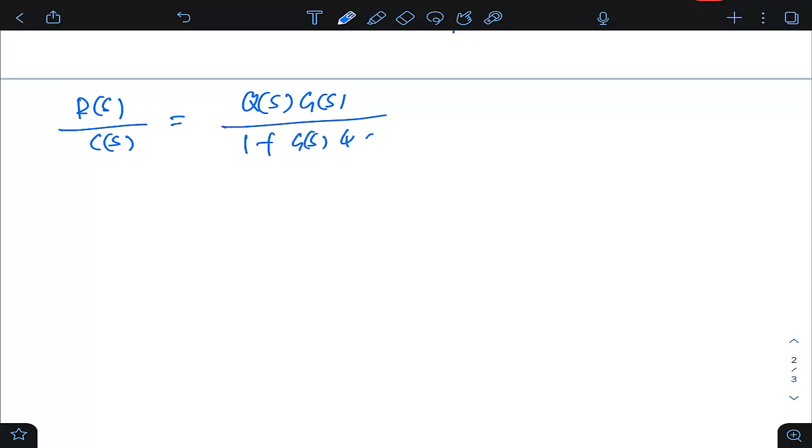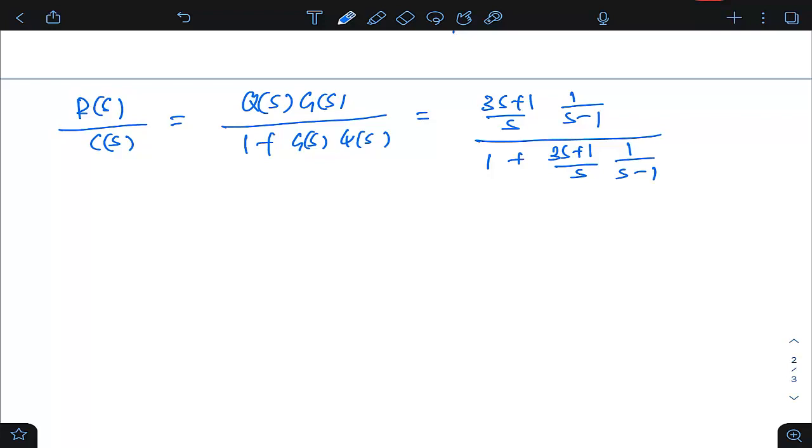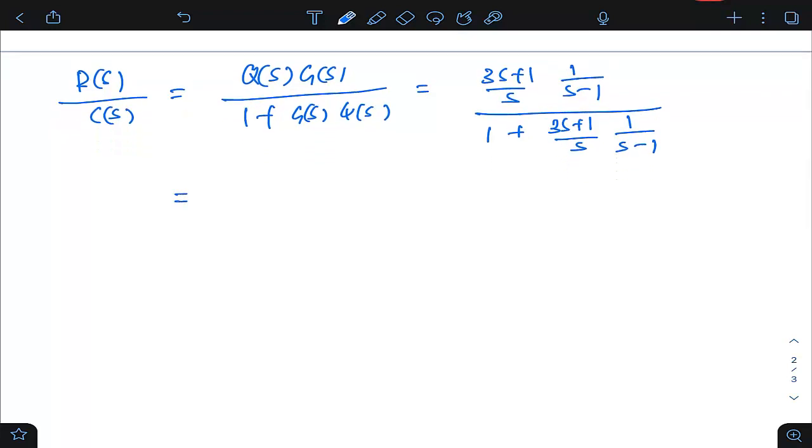So the plant output, if you see, that is R of S divided by C of S. This is given by Q of S into G of S divided by 1 plus G of S into Q of S. If I substitute all this data, Q of S is (3S plus 1) by S, G of S is 1 by (S minus 1), divided by 1 plus, again the same thing, (3S plus 1) by S into 1 by (S minus 1). So let us multiply S into (S minus 1) in both numerator and denominator.